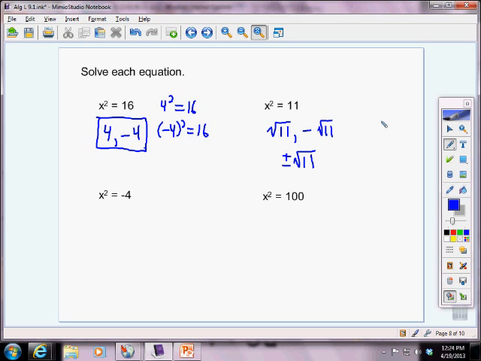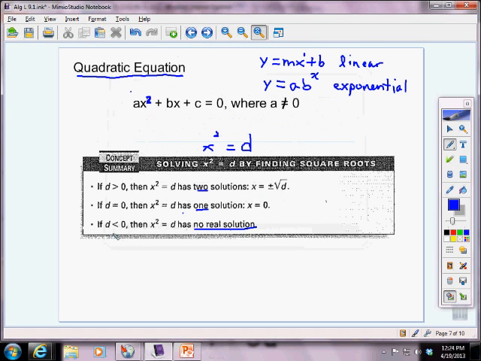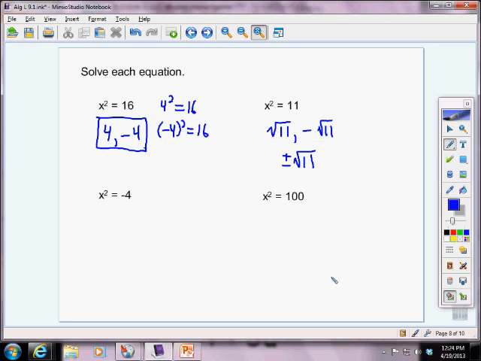Okay? Look at this example here. x squared equals negative 4. What number times itself equals negative 4? Well, we've talked about this previously. There is no real number solution. There is a solution. It's called an imaginary number. No real number solution. So that's what that means here. If d is less than 0, then it has no real solution. And that's what you just write for this problem. No real solution.